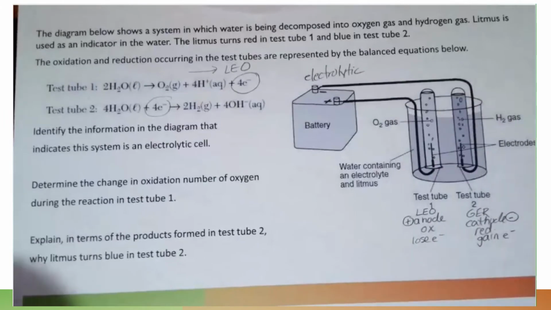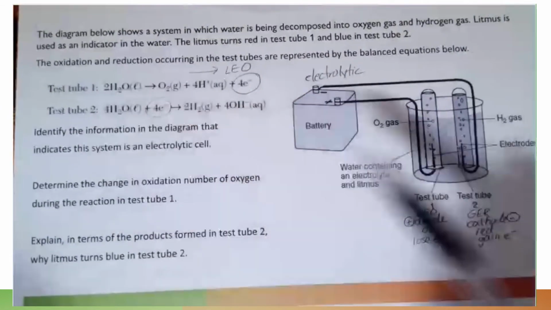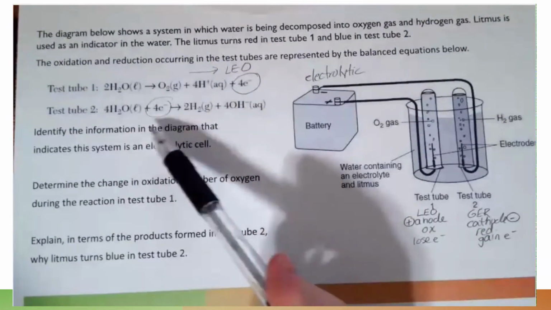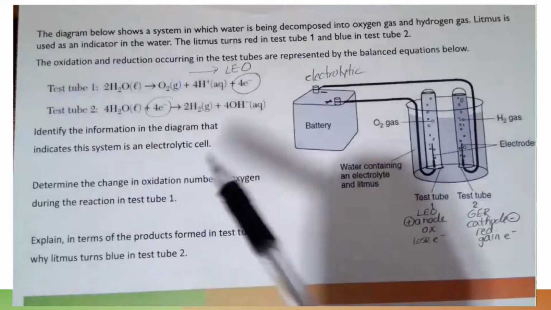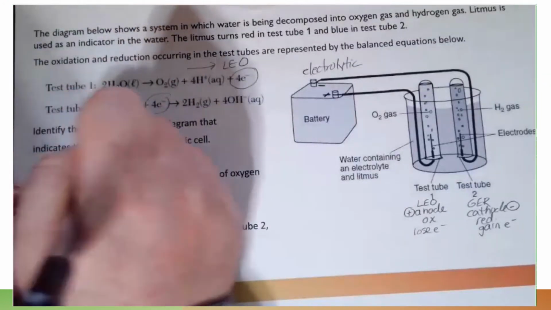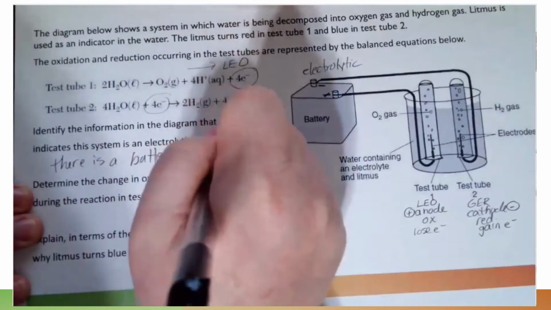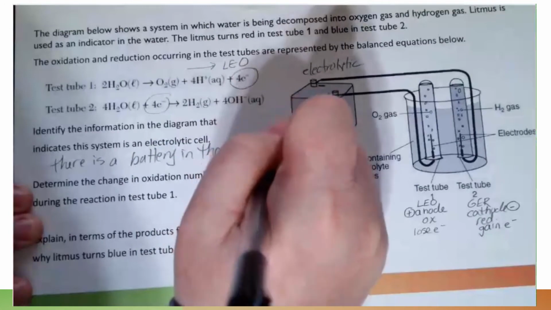So let's see what else we need to do. So oxidation and reduction, yes. Identify the information in the diagram that indicates this system is an electrolytic cell. Well, there is a battery in the circuit, right? That tells me it is electrolytic.